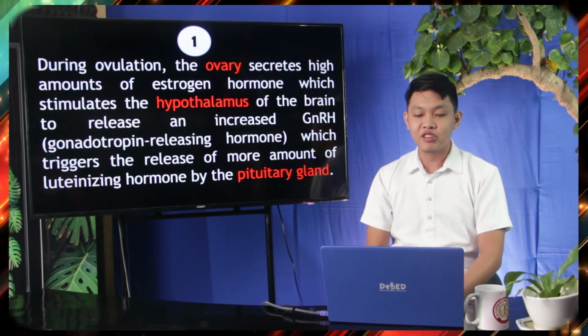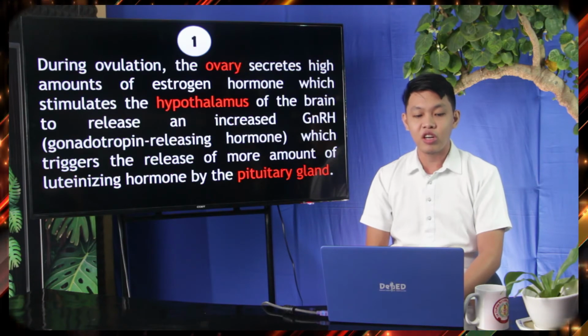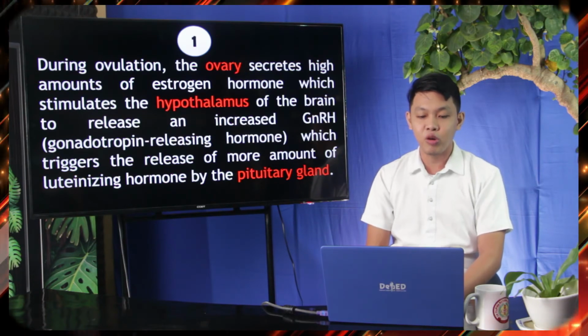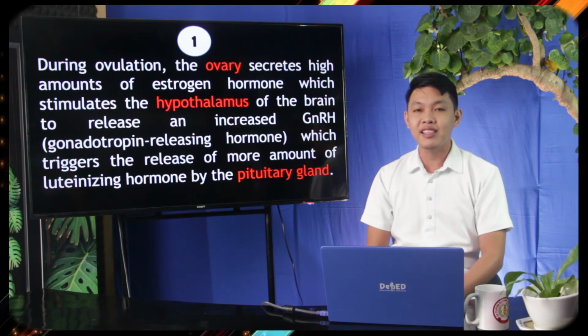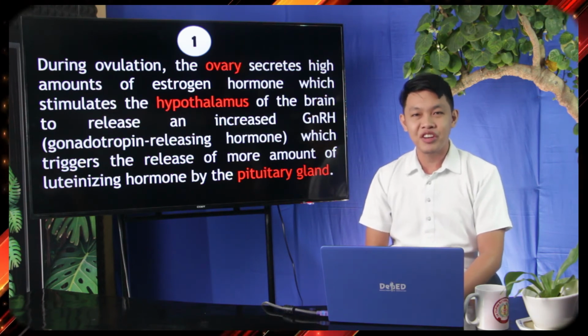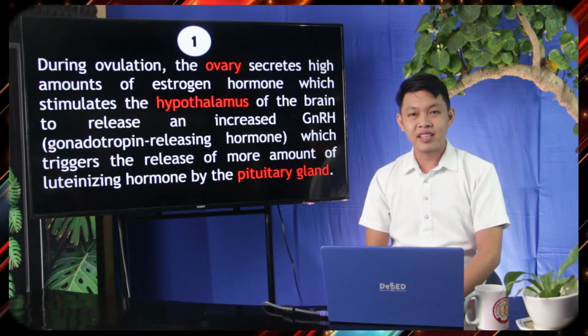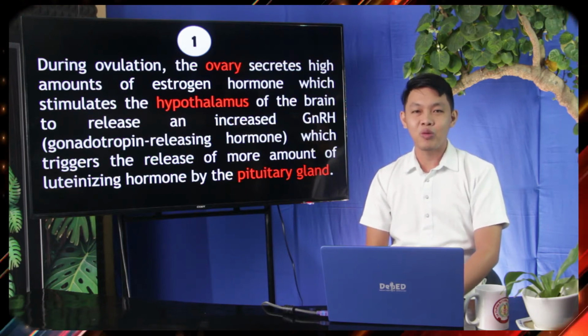Again, during ovulation, the ovary secretes a high amount of estrogen hormone, which stimulates the hypothalamus of the brain to release and increase GnRH or gonadotropin releasing hormone, which triggers the release of more luteinizing hormone by the pituitary gland. Your 10 seconds starts now.